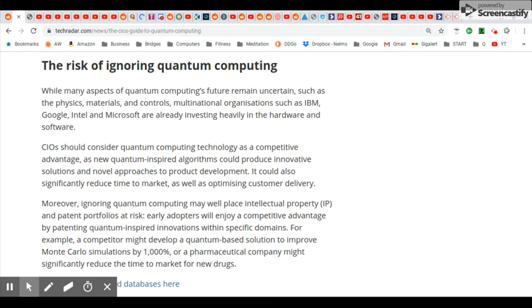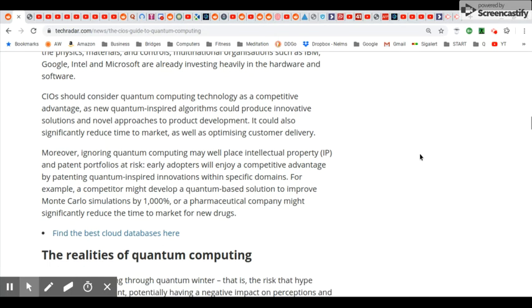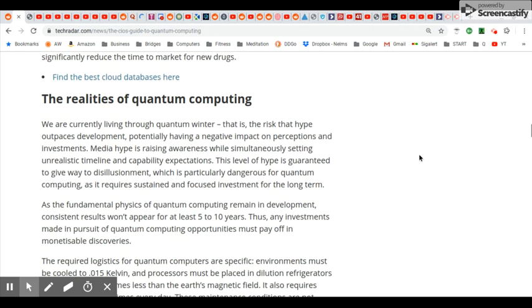It could also significantly reduce time to market as well as optimizing customer delivery. Moreover, ignoring quantum computing may well place intellectual property and patent portfolios at risk. Early adopters will enjoy a competitive advantage by patenting quantum inspired innovations within specific domains. For example, a competitor might develop a quantum based solution to improve Monte Carlo simulations by 1,000%, or a pharmaceutical company might significantly reduce the time to market for new drugs.